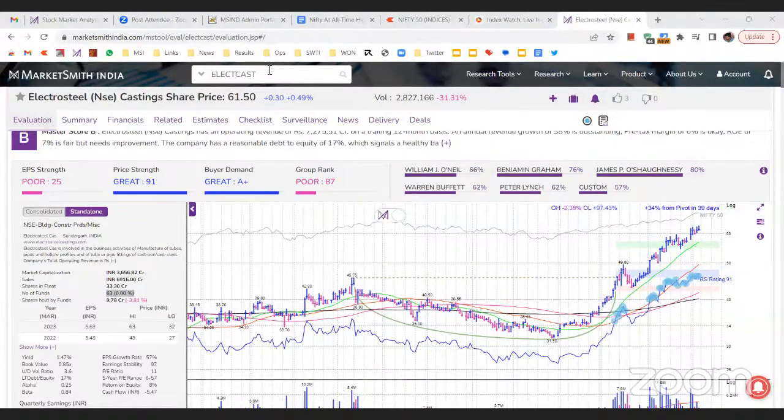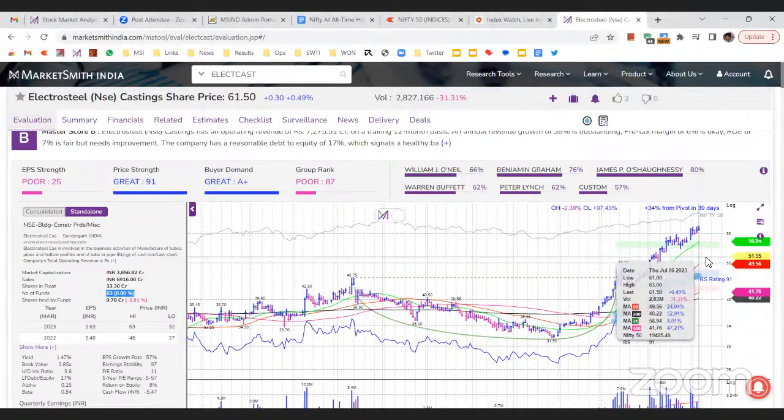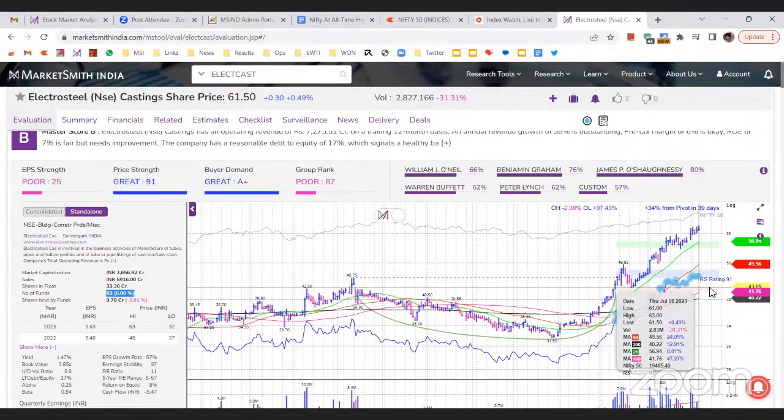But yeah, one more base formation and some improvement in the earnings. That's what you need to look for as far as the Electrosteel case is concerned. On the flip side, if someone is holding, then the 21 DMA can always be used as a stop loss. It's somewhere around 7 to 8% from the current level.